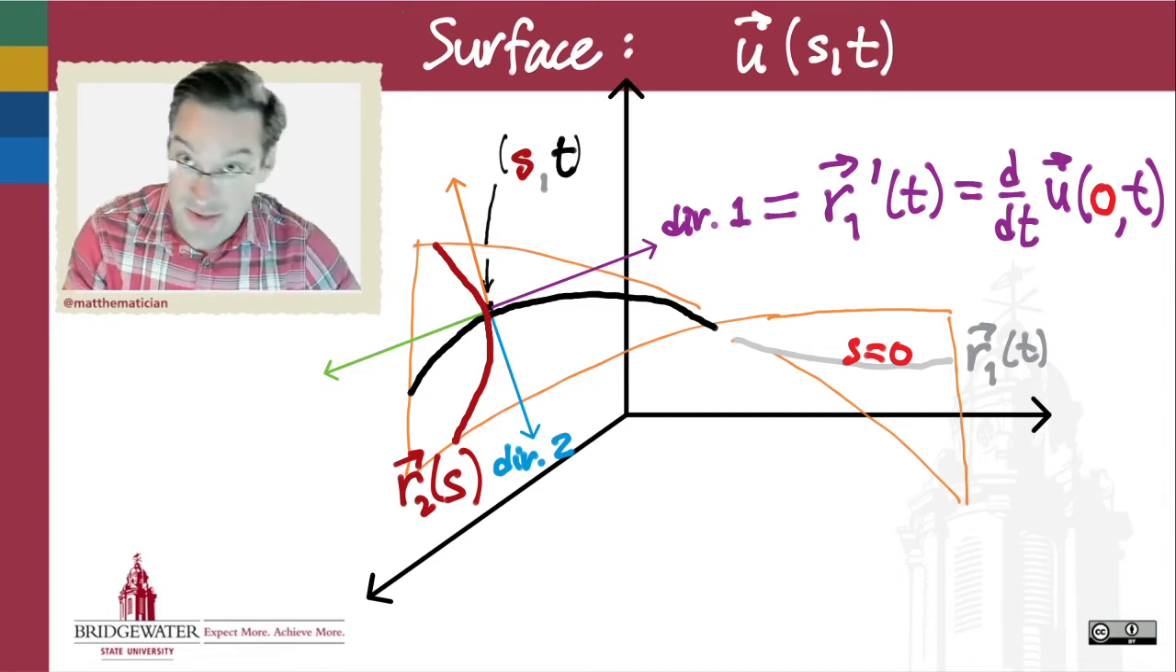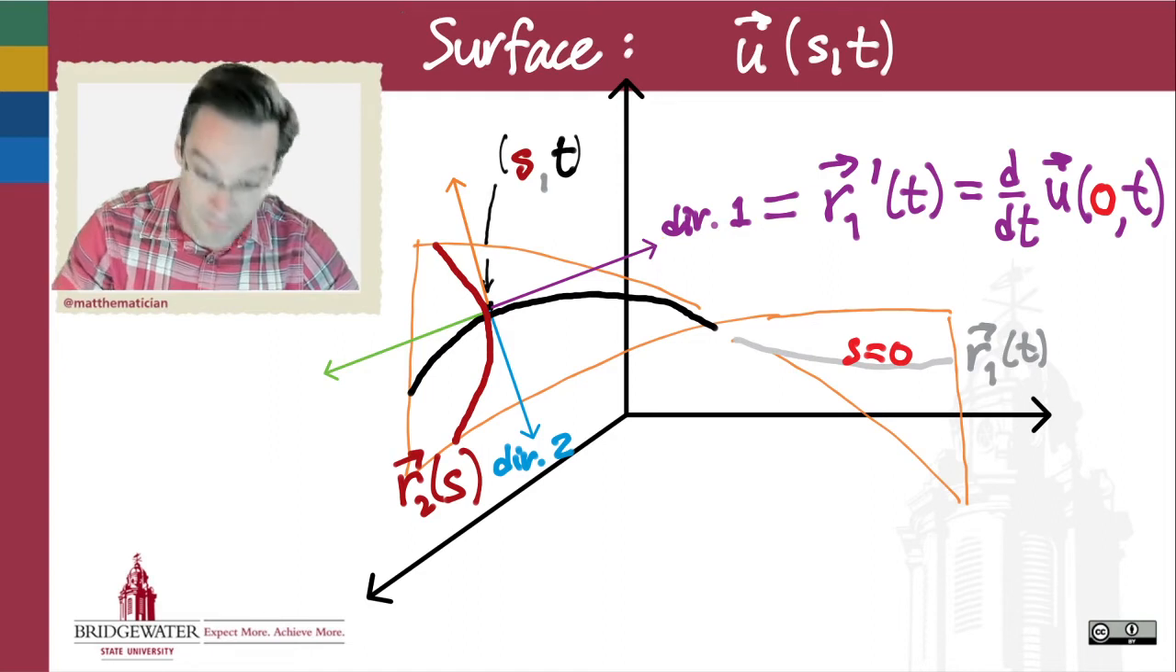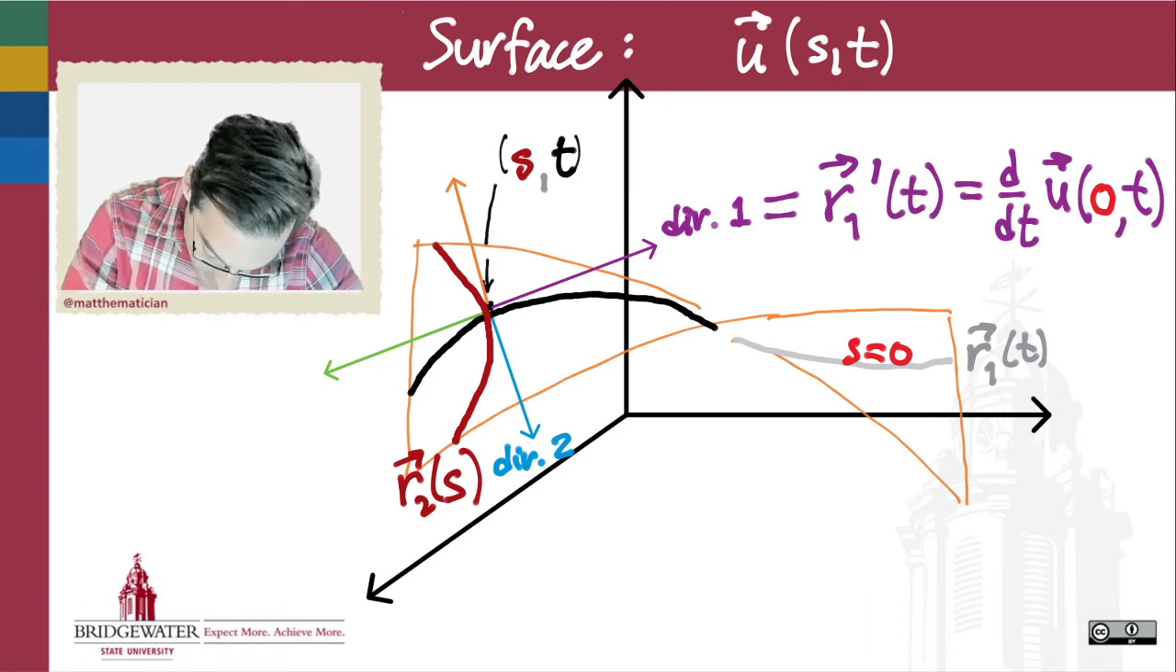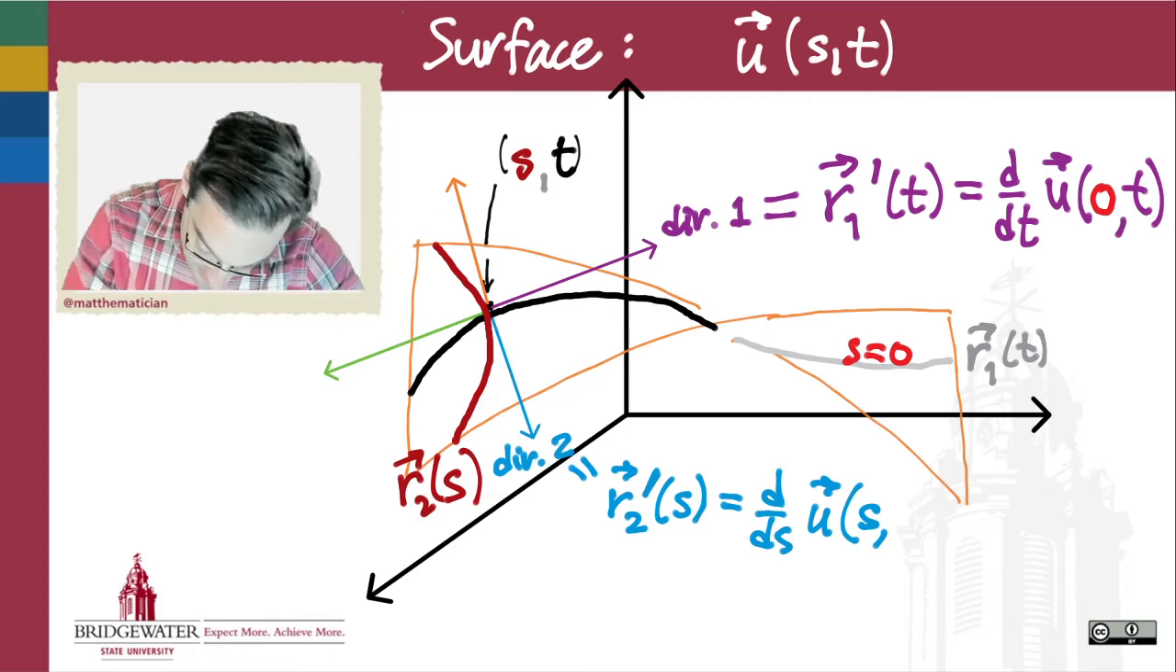And then when I take the velocity vector of that parameterized curve, I get a tangent vector to my surface facing in direction 1. Similarly, this second curve, the R2 of s curve, its direction 2 is just going to be the derivative of R2 with respect to the s variable here. And so it's going to be the derivative with respect to s of my parameterization, where s is a variable, but t is some constant.